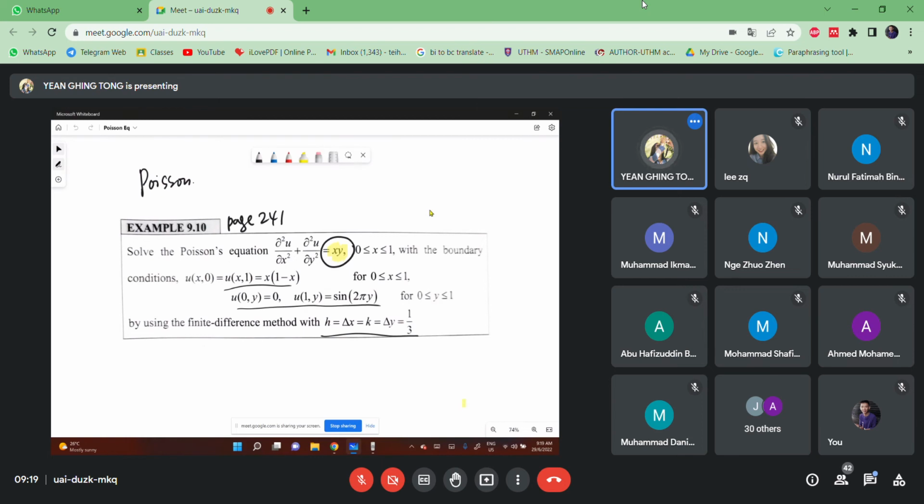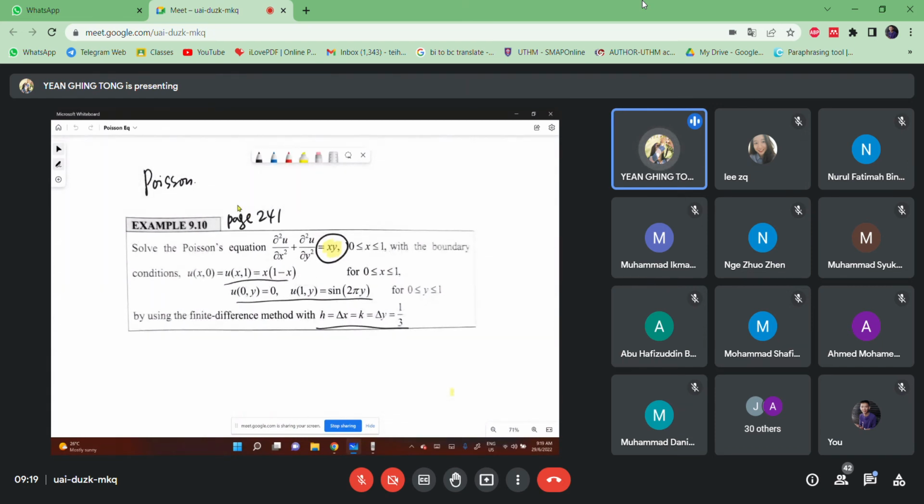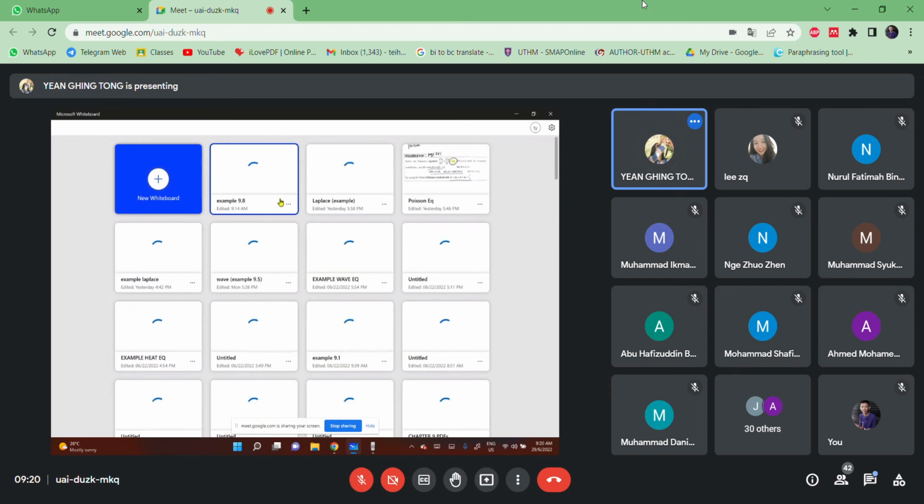Okay, so this is example 9.10, the Poisson equation, on page 241. The condition is the same as the previous example: the boundary condition and the step size, with the grid for x from 0 to 1 and y from 0 to 1. The equation only has the right hand side equal to xy. So I go back to the previous one.